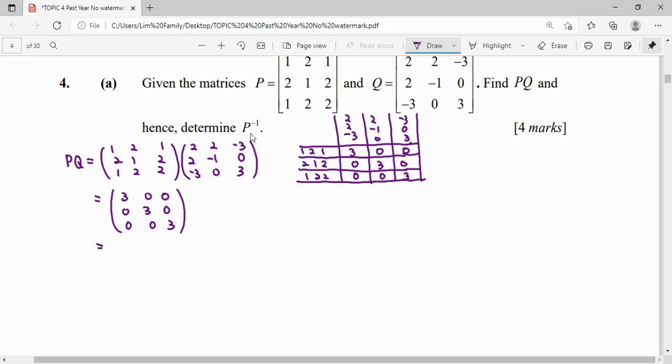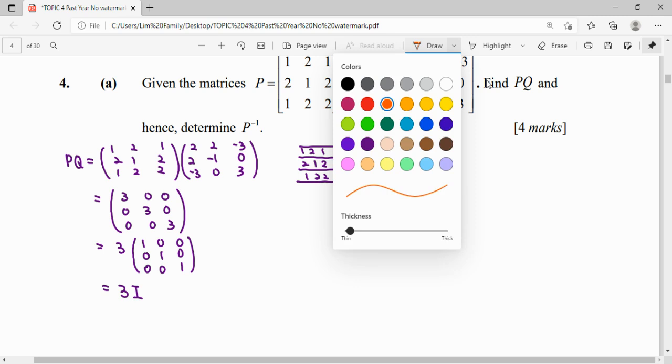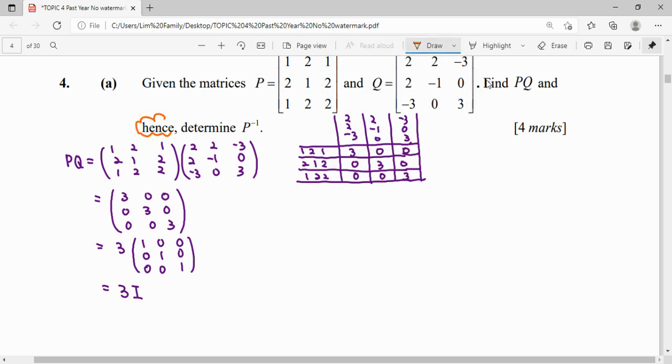From here, we can see our answer is in identity form. So we can factorize out our 3 to get the identity matrix. When we factorize out 3, leaving a value of 1, this is our identity matrix, so we get PQ equals 3I. And the wording here says hence. Hence means we have to use the information that we just found to answer P inverse.